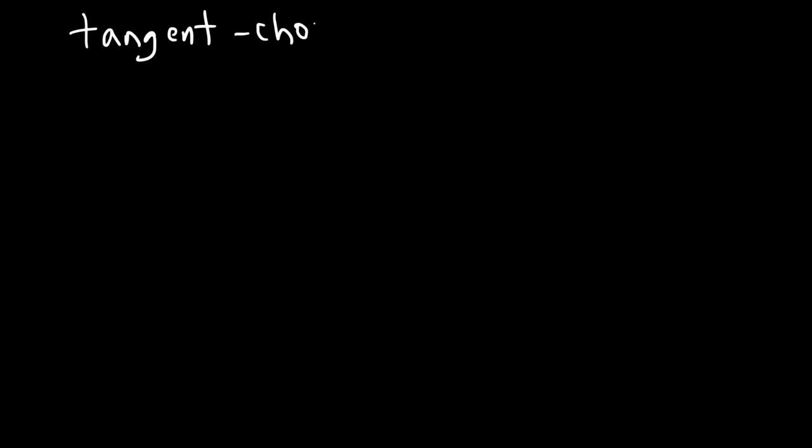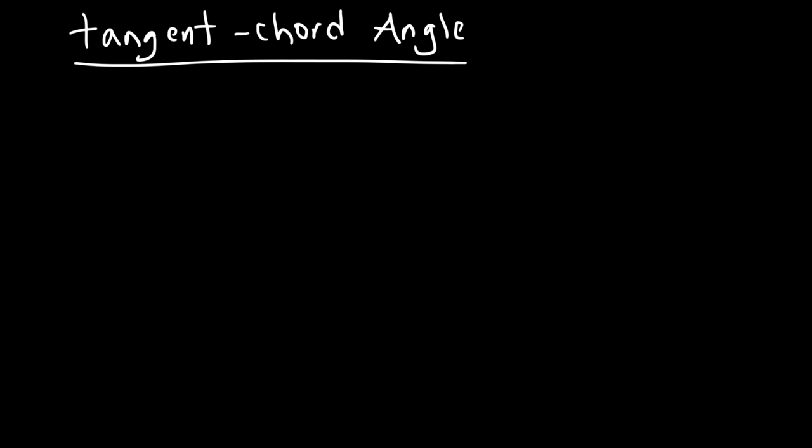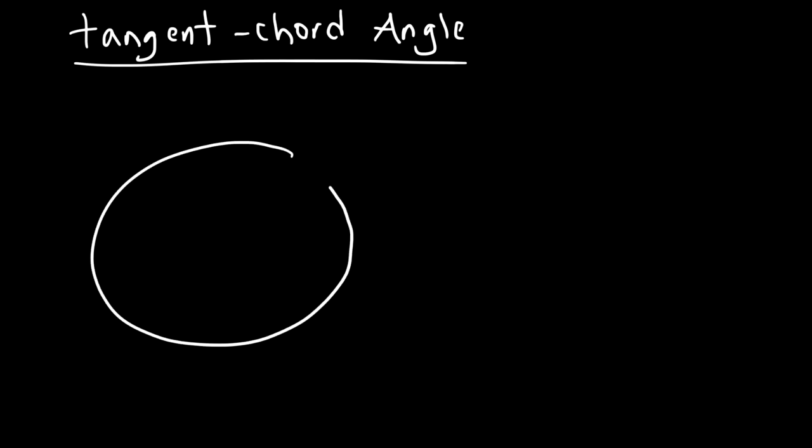It's the tangent chord angle. So what exactly is this angle? Well, as the name suggests, it's composed of a tangent segment and a chord. So let's call this A, B, C. So BC is a tangent segment, AB is a chord.